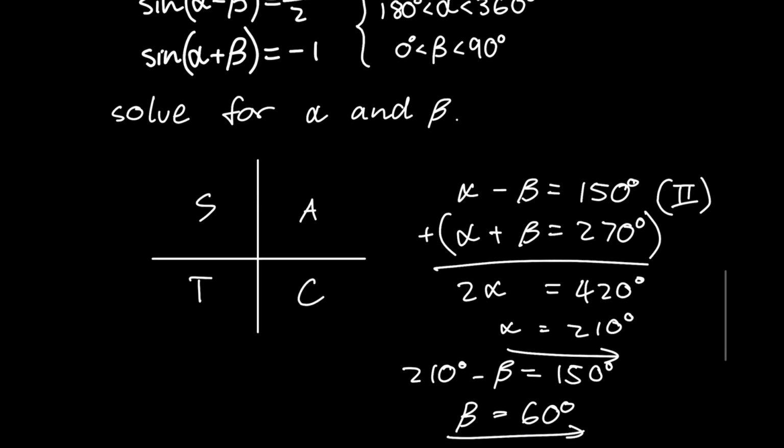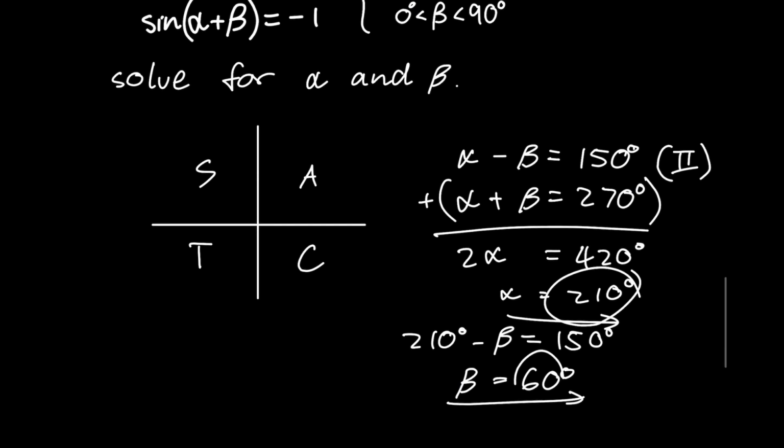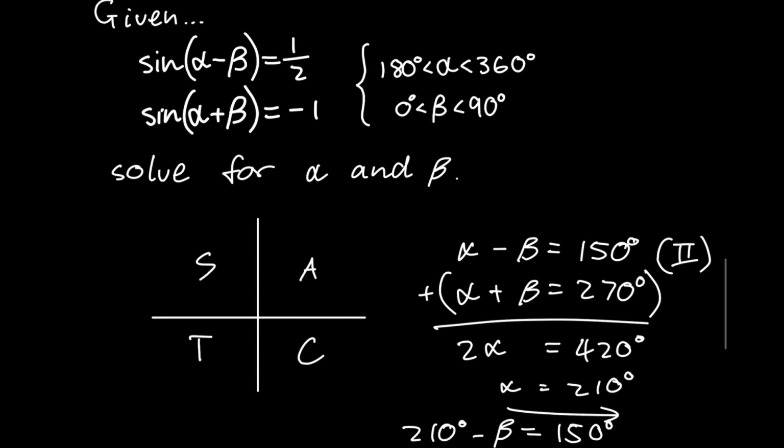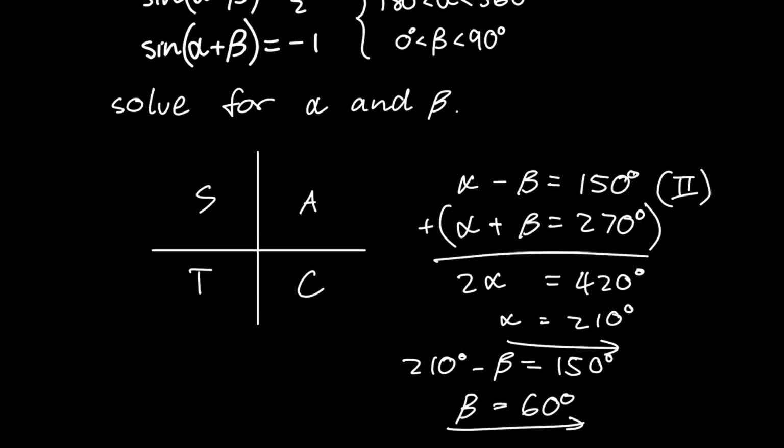And if we look at it, alpha minus beta over here is 210 minus 60, which is going to be 150 degrees. And sine of 150 degrees is sine of 180 minus 30 degrees, which is equal to, through reduction, sine of 30 degrees, which is 1 over 2. So it makes sense there. And for sine of alpha plus beta, we have sine of 210 degrees plus 60 degrees, which is sine of 270 degrees, which is indeed -1. So everything does work out very well.